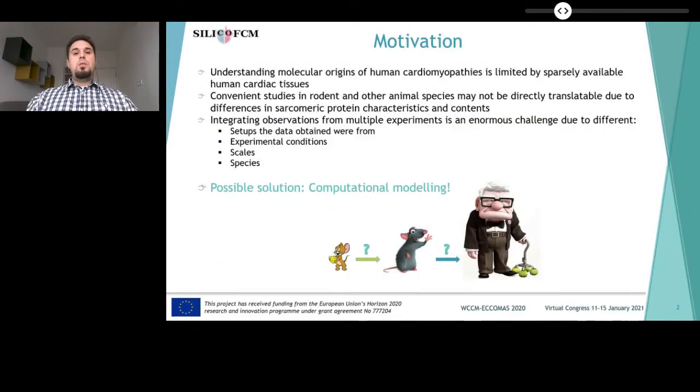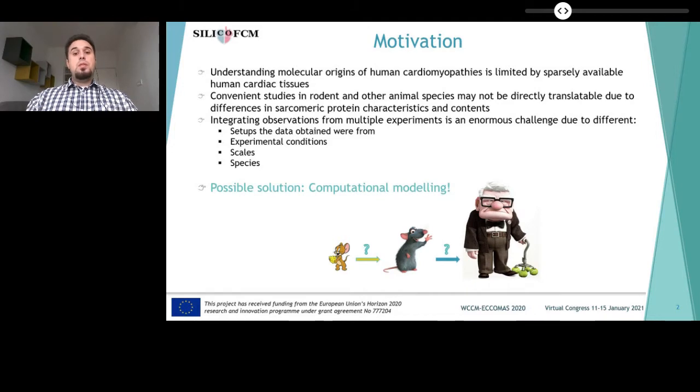The main motivation for this work emerged from the challenges researchers encounter while trying to understand molecular origins of human cardiomyopathies. Classical experimental approaches were limited due to lack of available human cardiac tissue, both healthy and diseased. Even though there is abundance of data available in more convenient mice and rat studies, it proved hard to directly translate the findings to humans because of the differences in sarcomeric protein characteristics and contents.